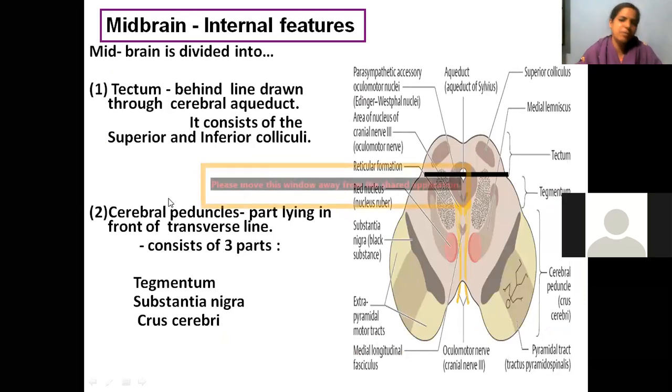Basically, one of the sections will be asked, either midbrain or pons or medulla oblongata. Generally any of the sections will be asked. So when you take this section of the midbrain, we generally divide it into the tectum, and then we have the cerebral peduncles.